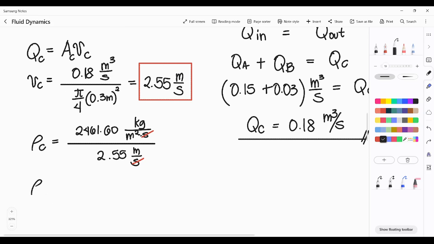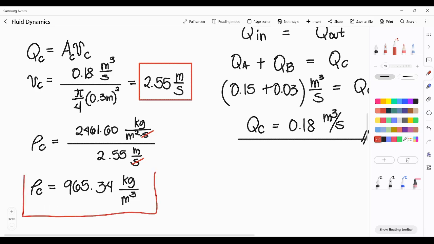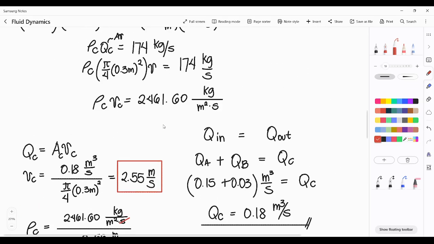So, our resulting density of the mixture or in pipe C is simply equal to, pressing this into your calculator, you'll arrive with 965.34 kilogram per cubic meters. Ayan. That is our density, the density of the mixture ng ating water and oil globules.